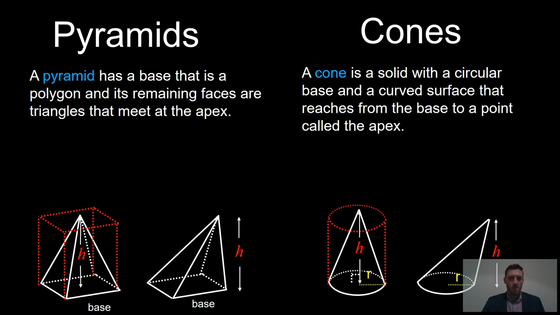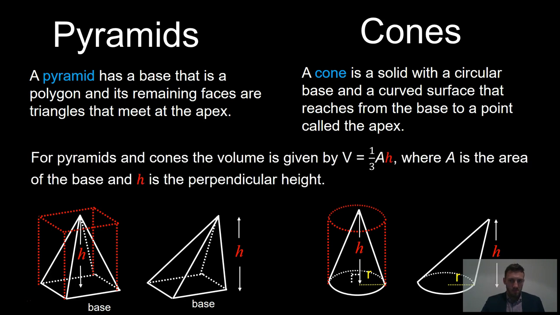Therefore, the volume of 3 pyramids is equal to the volume of a prism with the same base and height. If you had a paper cone and filled it with water, it would take 3 of the paper cones to fill up a cylinder with the same base area and perpendicular height. Therefore, the volume of 3 cones is equal to the volume of 1 cylinder with the same base area and height. In this regard, the formula for the volume of a pyramid and a cone is given by 1/3 of the area of the base times the height, which is given here as volume is 1/3 capital A times height, where A is the area of the base.